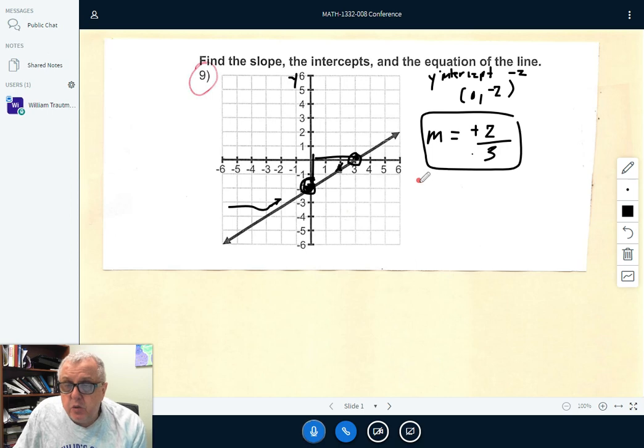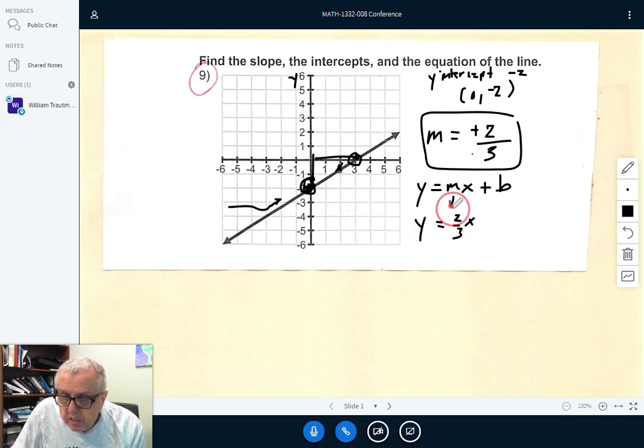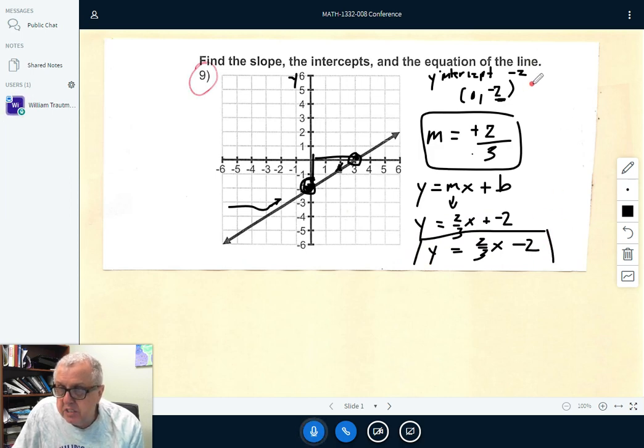If I look at the equation y equals mx plus b, the slope-intercept equation, my slope is 2/3 and my y-intercept is -2. So we can get rid of that plus sign. You can write it y equals 2/3 x minus 2, because plus a negative is really a minus. There's my equation. This is my y-intercept, this is my slope, and this is my equation in slope-intercept form.